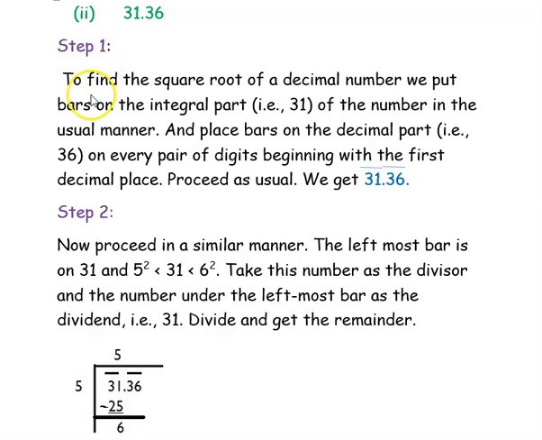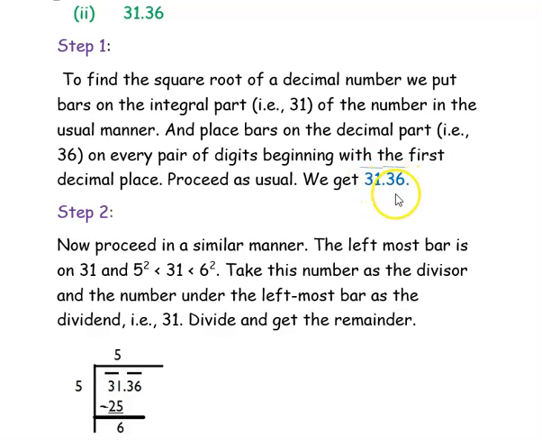Solution. Step 1. To find the square root of a decimal number, we put bars on the integral part. Here the integral part is 31, in the usual manner, and also we have to place bars on the decimal part. Here the decimal part is 36, on every pair of digits beginning with the first decimal place. If you consider the integral part 31, I have to start from the number in the ones place. Here 1 is in the ones place. I have paired the next number 3, and I have placed a bar over this number 31.